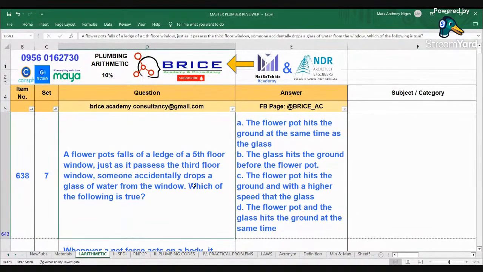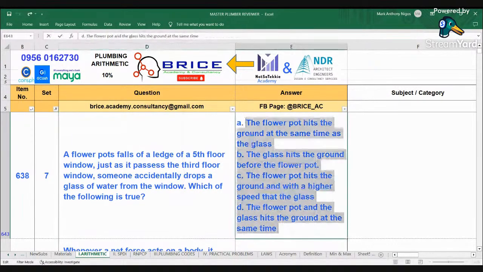A flower pot falls off a ledge of a fifth floor window. As it passes the third floor window, someone accidentally drops a glass of water from the window. Which of the following is true? A, the flower pot hits the ground at the same time as the glass. B, the glass hits the ground before the flower pot. C, the flower pot hits the ground with a higher speed than the glass. And D, the flower pot and the glass hit the ground at the same time.